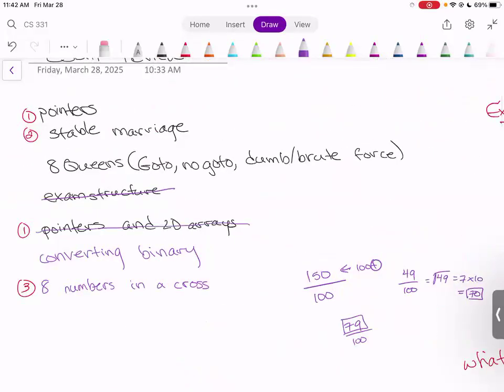We finished this. We basically did converting, so I'll take that off. We can either do 8 numbers in a cross or stable marriage. I'll take whatever the consensus wants. Stable marriage. Yeah, I'm seeing everybody really wants stable marriage. We can do that, no problem. Okay, fine. Let me just pull it up in my book so I have the code, because I don't remember how the code specifically goes. Here it is. Okay, fine. Let's do it.